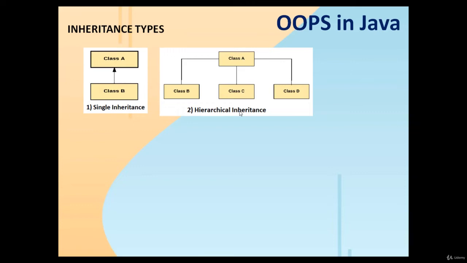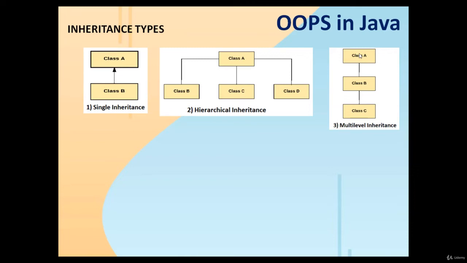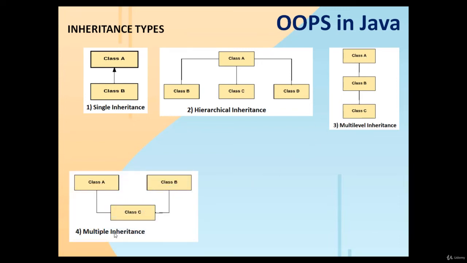The second one, hierarchical inheritance, class A. From this class A, we are creating multiple child classes B, C, D. That's what hierarchical is. The other one, multi-level, A, B, C. B is a child class of class A and class C is a child class of B. When you create an object of C, that object can access its own members of C, that of B and that of A.